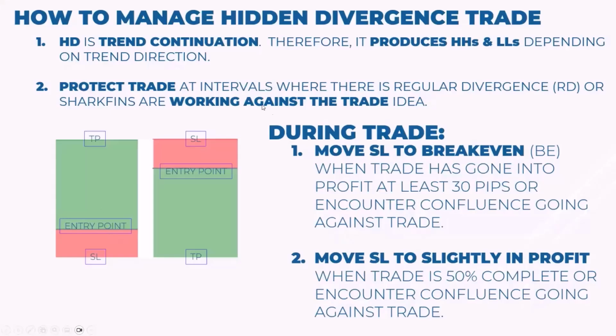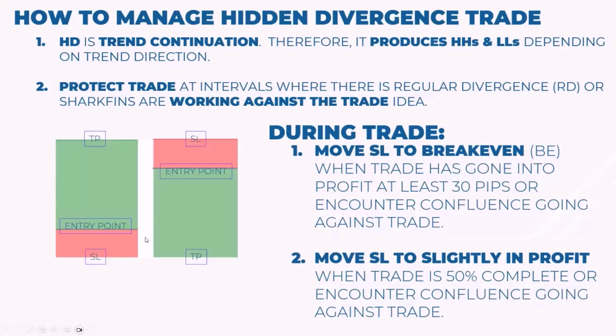Right? And so that's the way that we manage it: usually when you have hidden divergence and you have a shark fin present, price is going to react at that level. When it reacts, we move our stop loss to break even, and we usually wait. Say I'm expecting it to turn bullish, price will come down to my entry, and then it'll start moving in my direction. As soon as it moves at least 30 pips in profit, then I take the stop loss and move it to break even.